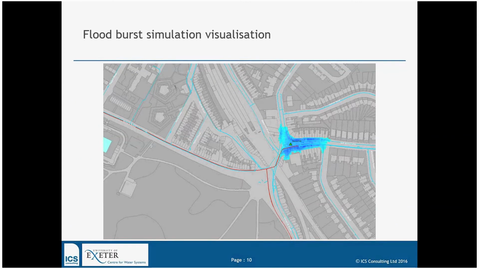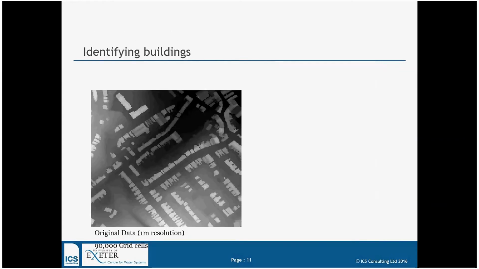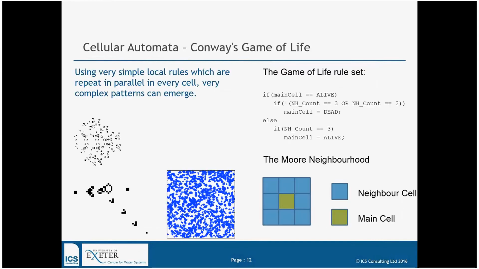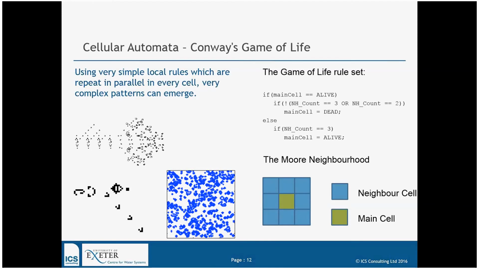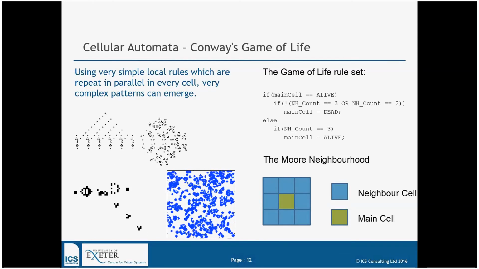Here's a bit of a simulation using the CADDIES system. Pouring down the road there. So yes, we can identify the buildings, prepare terrain, and then add the buildings back in. But the interesting bit I wanted to concentrate on is the cellular automata and how the system actually works.